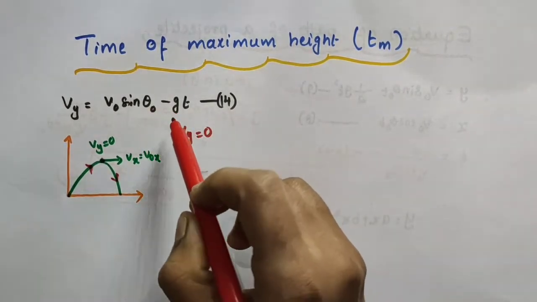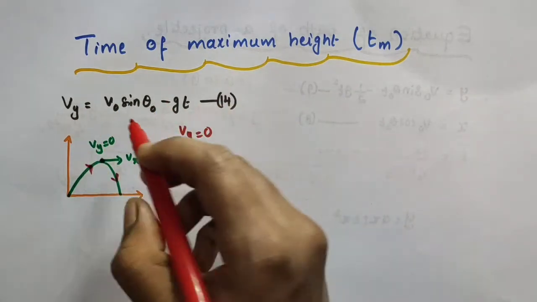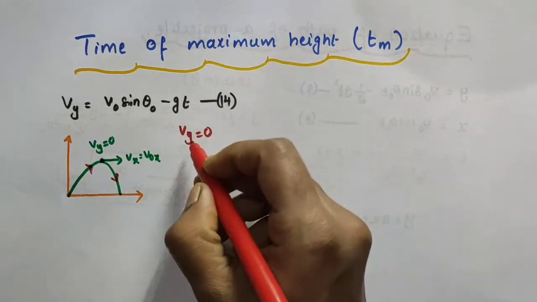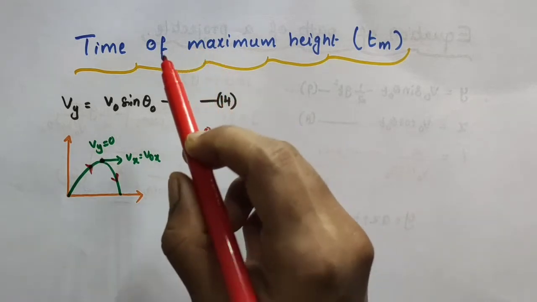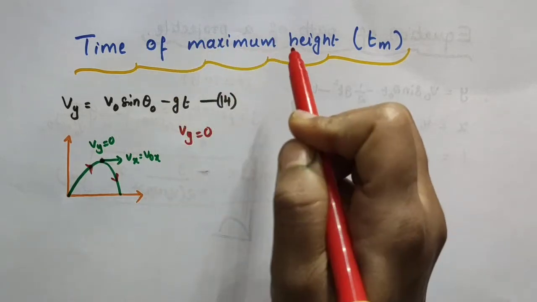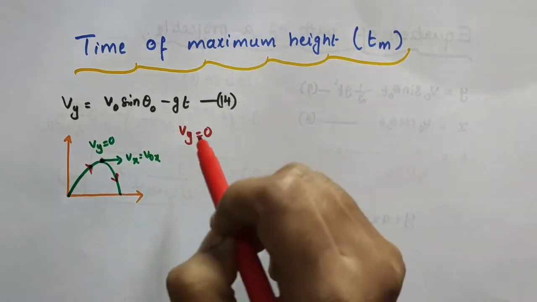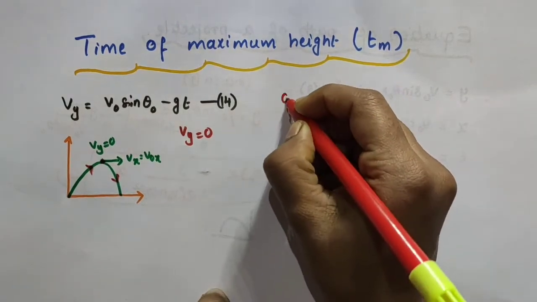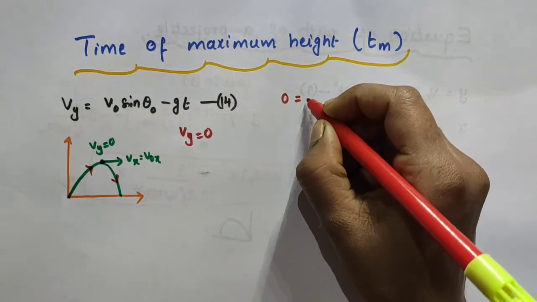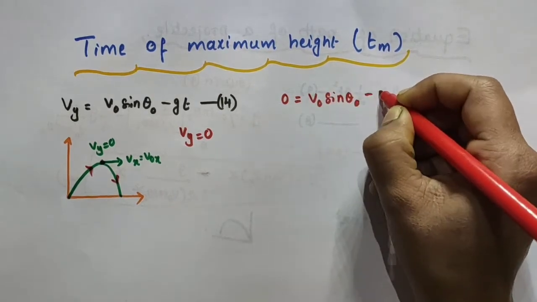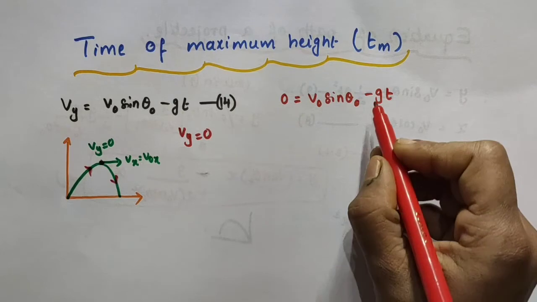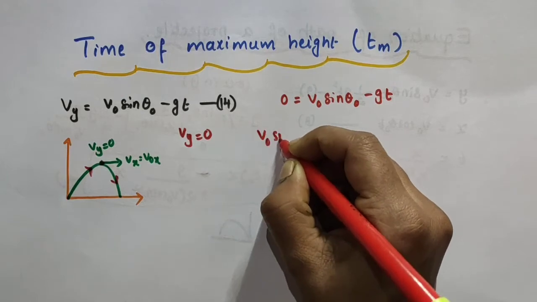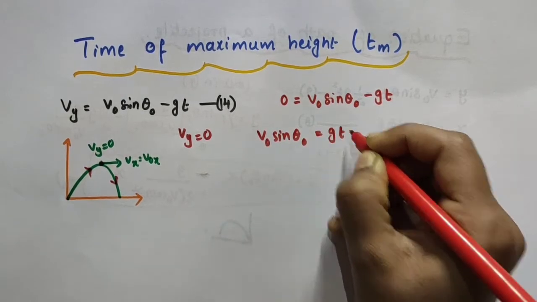Now consider equation number 14, which we have already discussed: the y component of velocity, Vy equal to V0 sin theta 0 minus gt. Because we are deriving an expression for the time of maximum height, at the maximum height Vy equal to 0. So 0 equal to V0 sin theta 0 minus g into t. If I take this minus gt to the other side of the equation, it becomes plus gt. So we can write V0 sin theta 0 equal to g into t.